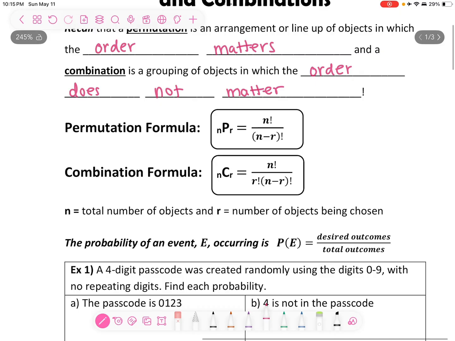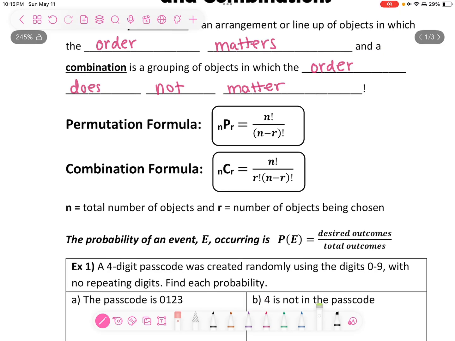Okay, so real quick reminder, we have two pieces of information whenever we're trying to figure out permutations and combinations in terms of finding the total, like the total number of outcomes. So N is the total number of objects in your scenario, and then R is the number of objects being chosen for that specific situation.